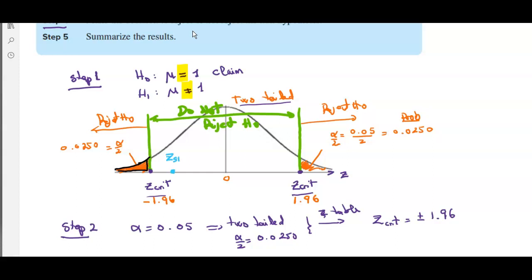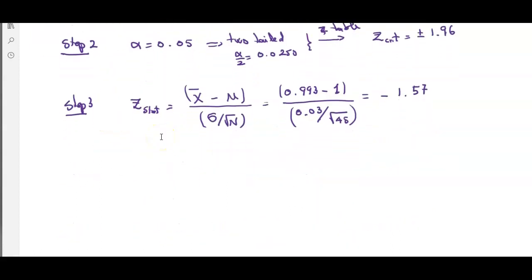Z stat equals minus 1.57. And you notice it's on the negative side. However, it's not far enough to cross the minus 1.96. So we are within the do not reject zone, right? So the decision, therefore: do not reject H0.